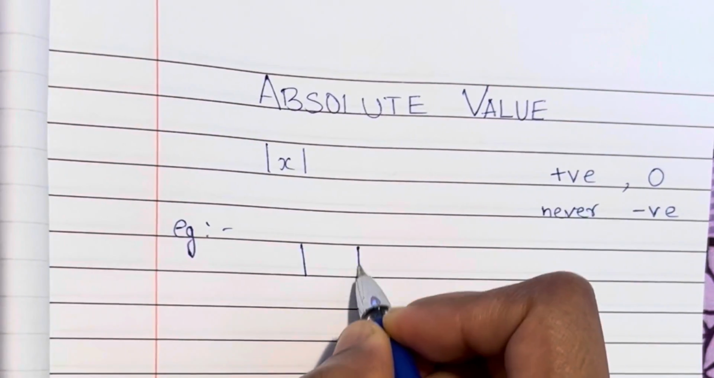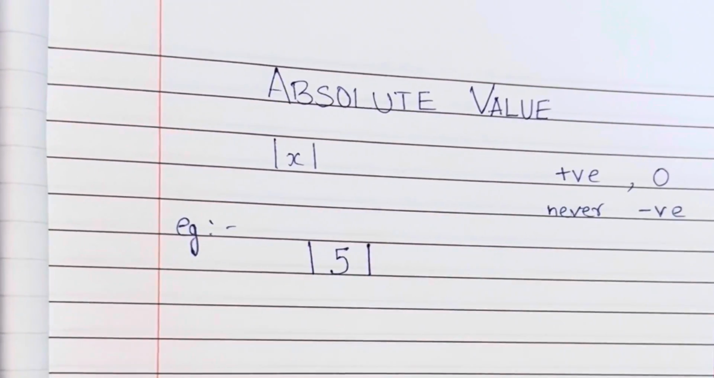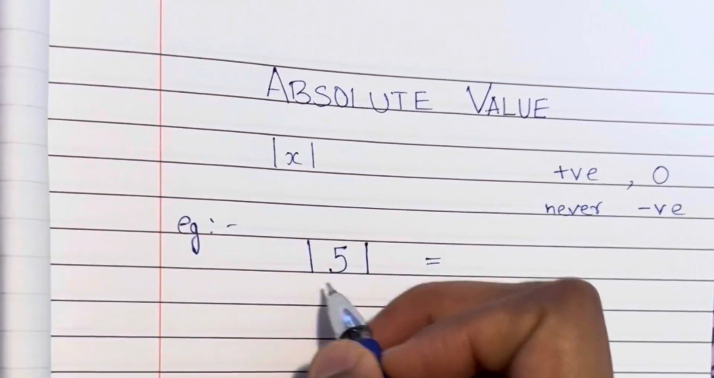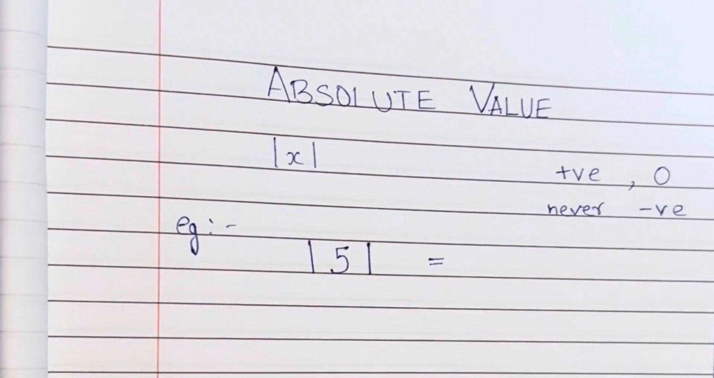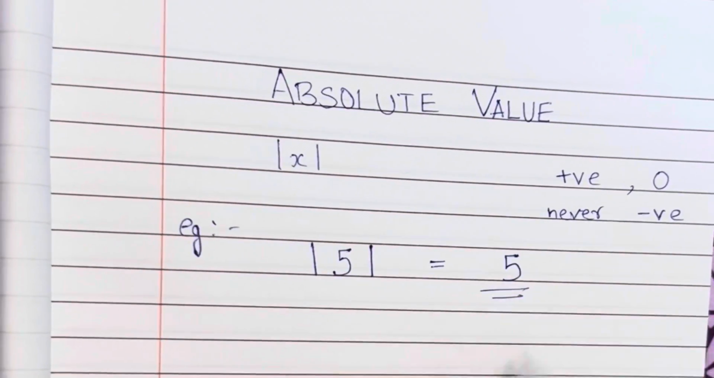modulus of 5. Okay, this is how absolute value is denoted, as inside modulus. So what is modulus of 5? That is, what is the absolute value of 5? It is 5. I told you it is always positive or zero. It can never be negative.